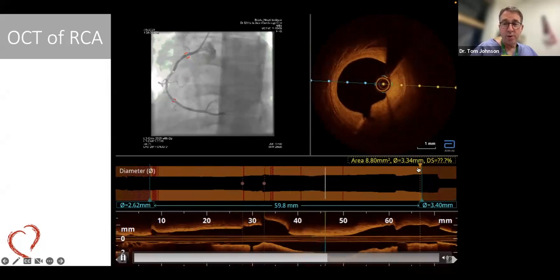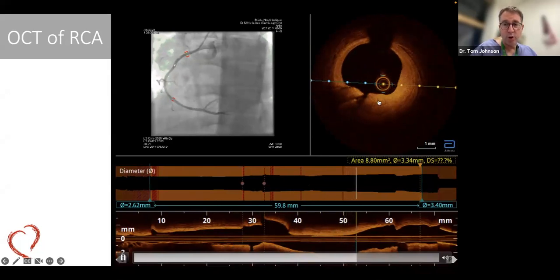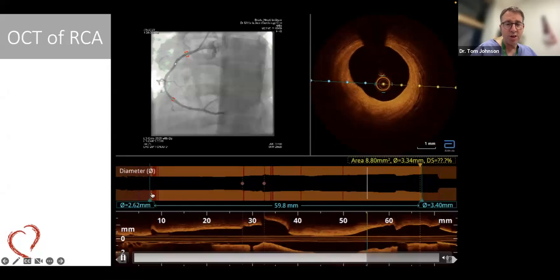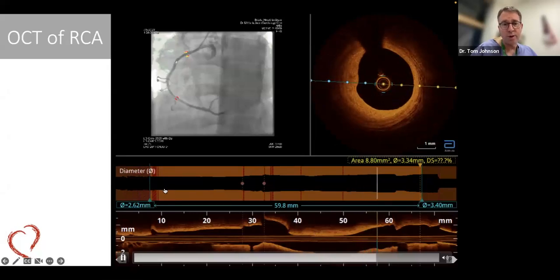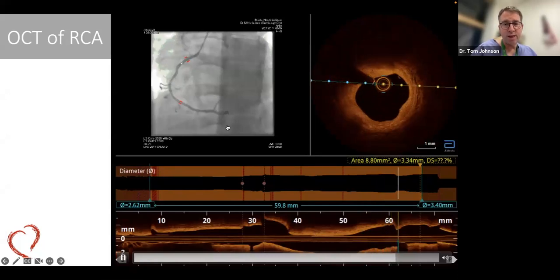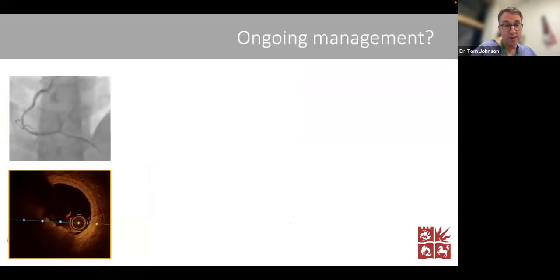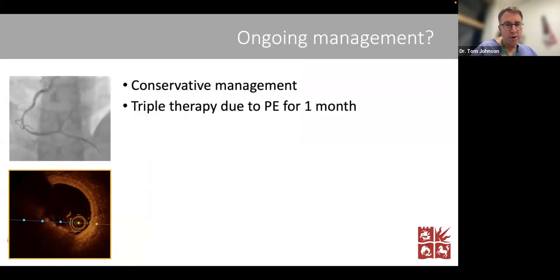Now, the only other thing to emphasize is that when you look at the lumen contour, although he has this high burden of fibrotic and fibrolipidic plaque, his lumen is relatively well preserved. So in view of the angiographic appearance and the OCT reassurance, we elected to manage this chap conservatively in the first instance, without the deployment of any stents. And actually he's done remarkably well. So he was conservatively managed from a point of view of intervention.